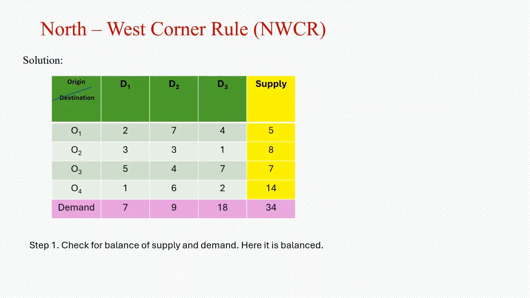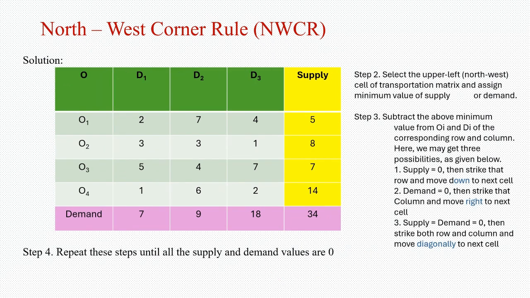Step 1. Check whether supply and demand are balanced. So here we must calculate total supply by adding these 5 plus 8 plus 7 plus 14, which comes to 34. Similarly, we must calculate total demand by adding these 7 plus 9 plus 18, which again is 34. Hence here we see balance of supply and demand. Step 2. This is Northwest Corner Rule. Here this 2 is in the northwest. Hence we will start from here.